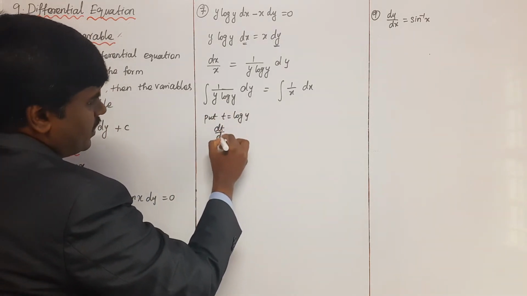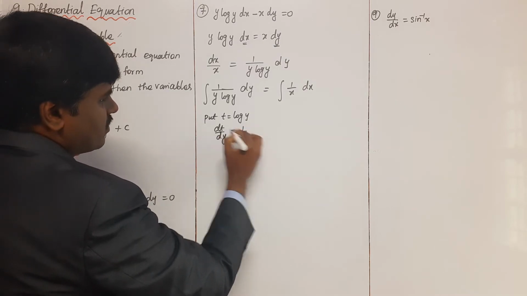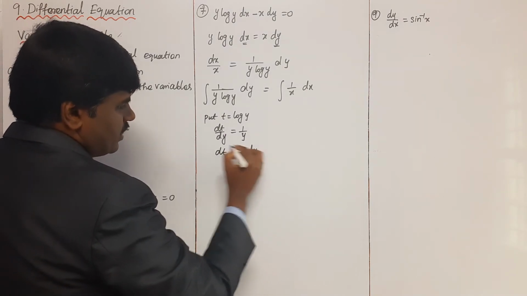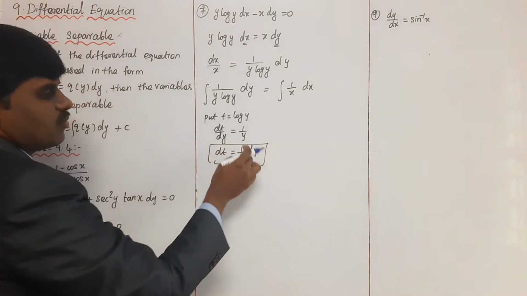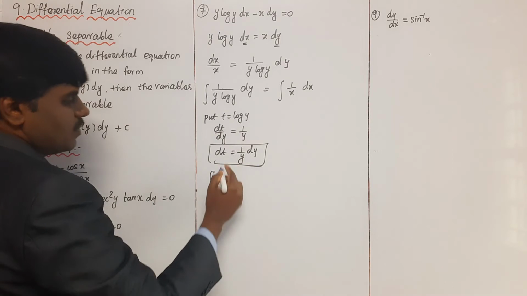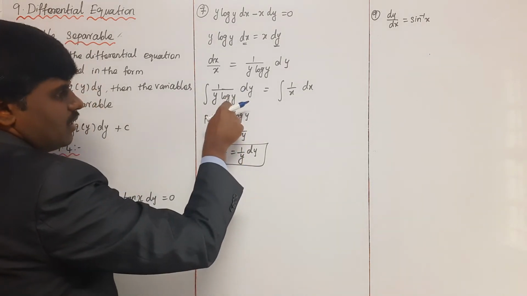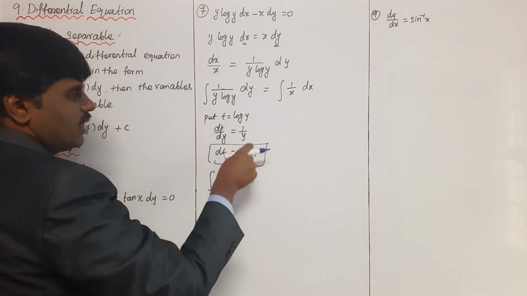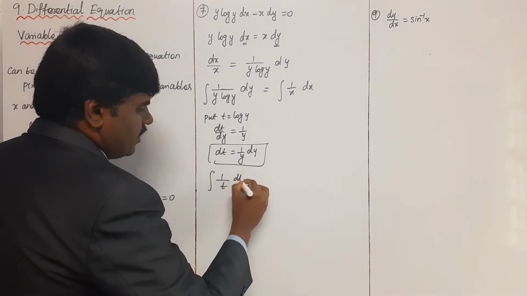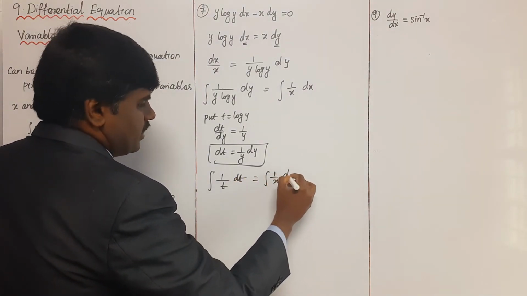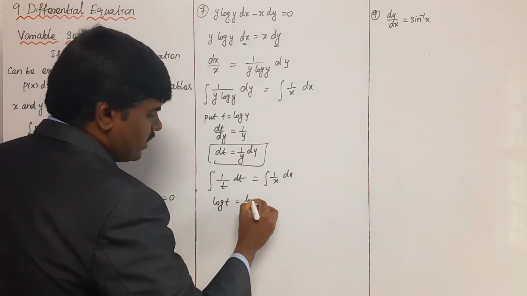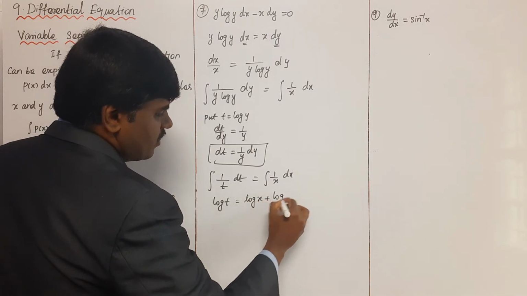Now dt by dy is equal to the differentiation of log y, that is 1 by y. So dt is equal to 1 by y dy. Is that clear? So the integration of 1 by y log y dy becomes the integration of 1 by t dt. You already know the substitution method. Same way on the right hand side, 1 by x dx. Now we integrate: log t on the left, and log x plus a logarithmic constant c on the right.